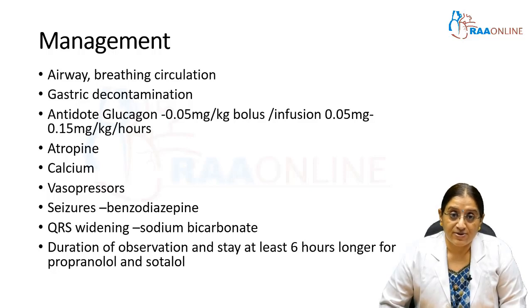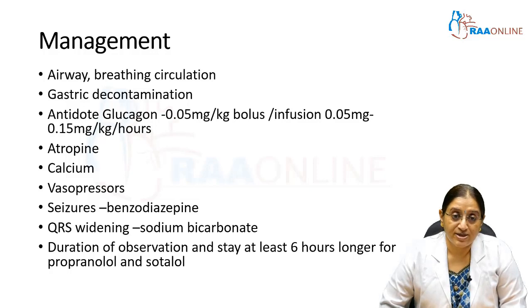So what would be the management of beta blocker toxicity? First, it's always airway, breathing and circulation. You have to see that the ABCs are right and appropriately manage them. Gastric decontamination can be done, and you can use activated charcoal and bowel irrigation. The antidote for beta blocker is glucagon. It's given as a 0.05 mg/kg bolus, followed by infusions of 0.05 to 0.15 mg/kg per hour. For the bradycardia, atropine can be given.